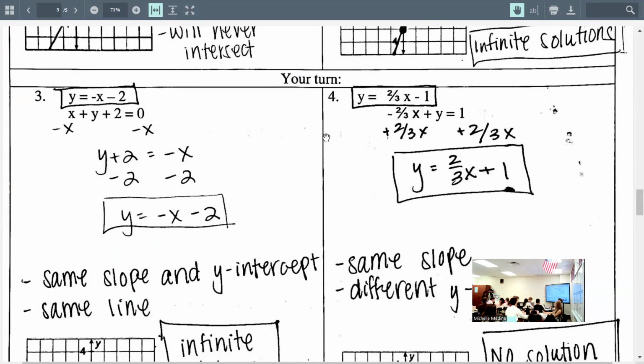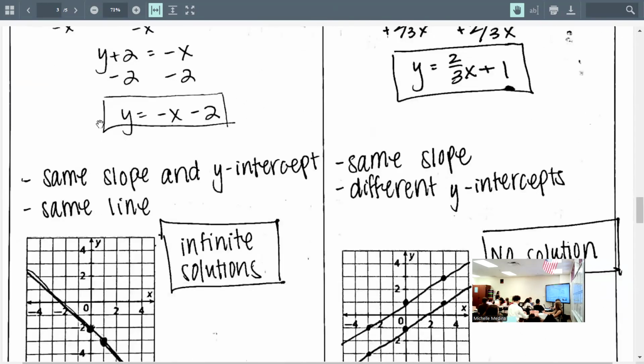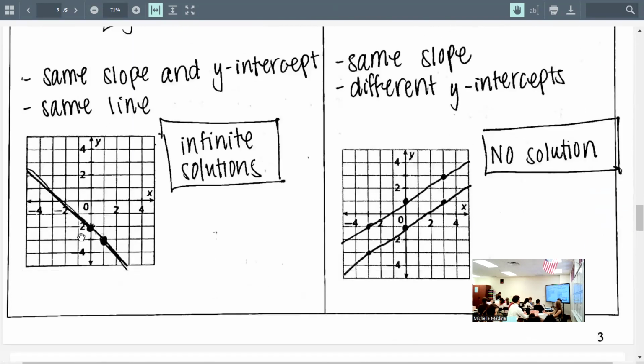So when I graph it, stop talking, please. I have my y-intercept at -2, and my slope is -1/1. So from my y-intercept, I'm going down 1 to the right 1, down 1 to the right 1. If I need more, then I'll go backwards. I'll do the complete opposite: up 1 to the left 1. It should make a straight line. If it's not, then you did something wrong.